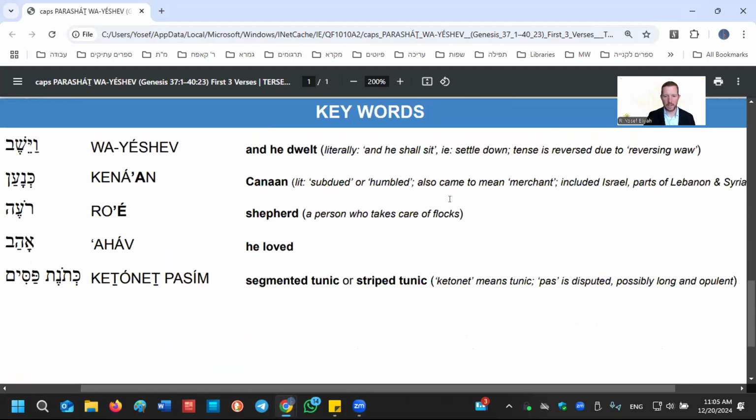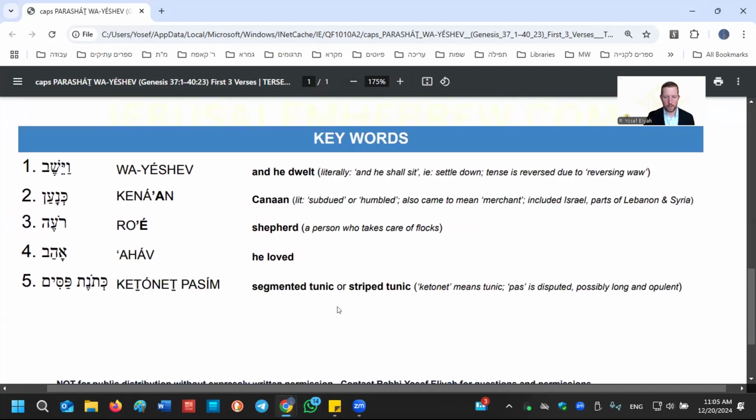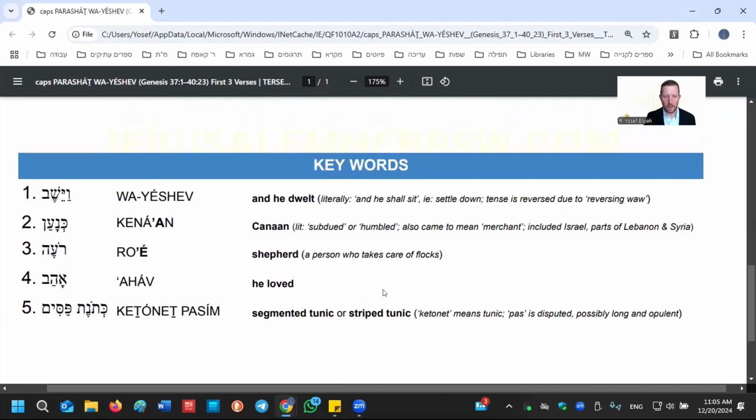Now we will take a look at our 5 key words from the first 3 verses of this week's Torah portion, Parashat Yeshev. So the first word is Yeshev, and it means he dwelt. It literally means he sat.